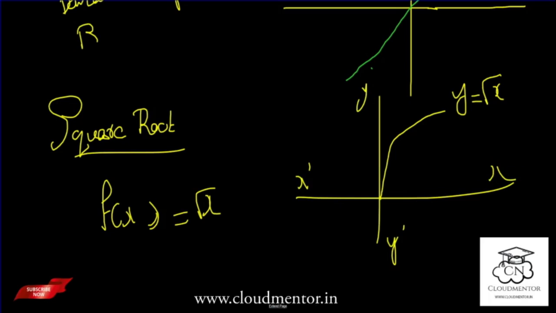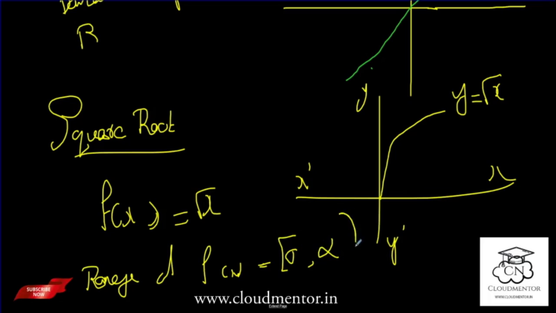And now the range will be the range of f of x. The range of f of x will be equal to from 0 to infinity. The function can have values from 0 to infinity.